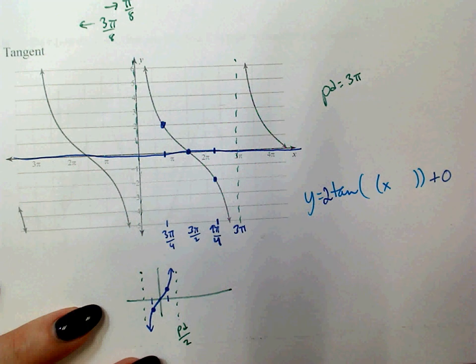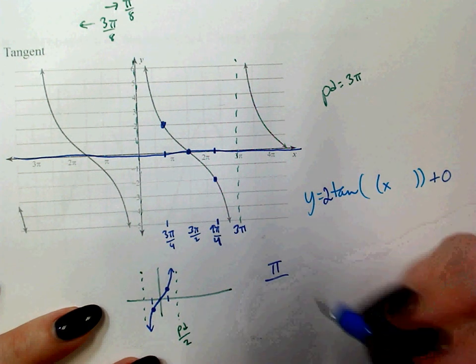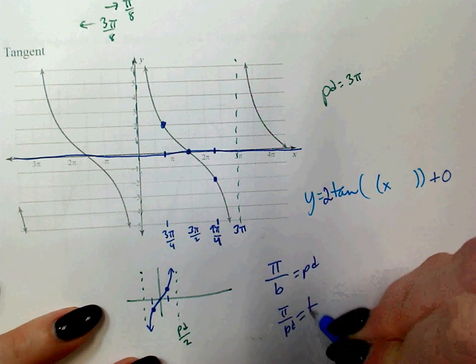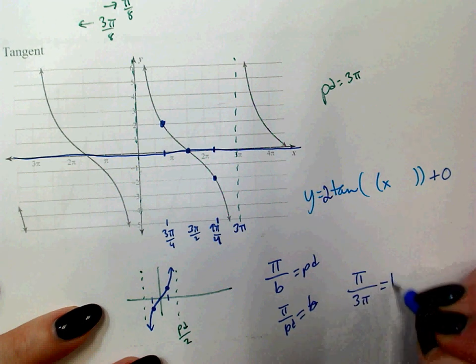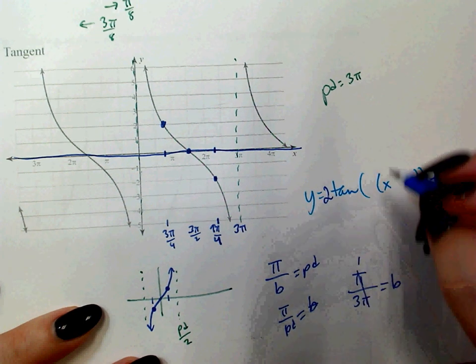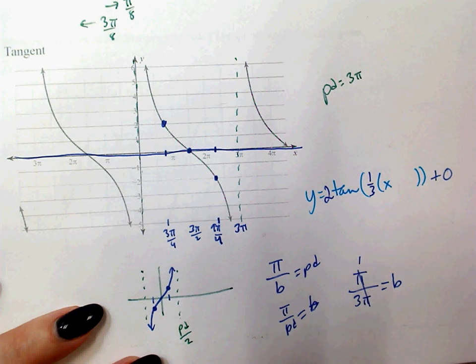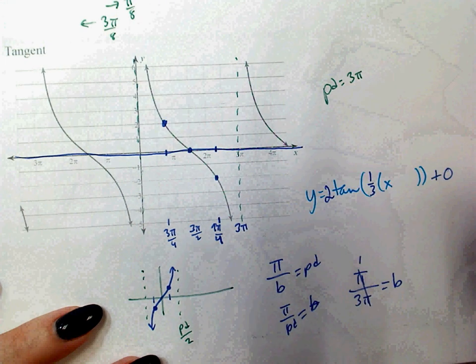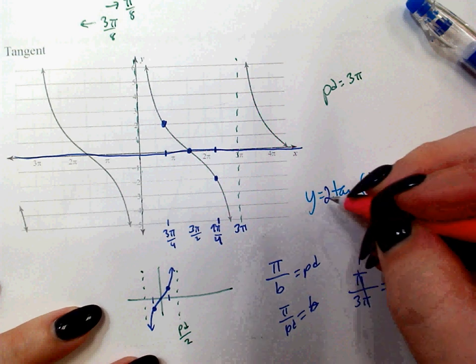Alright, period is pi divided by b, but just as a reminder, pi divided by b equals the period is the same thing as saying pi divided by the period equals b. So I'm going to say pi divided by the period 3 pi equals b. B is 1/3. All right, so normally I have a tangent wave and it goes from bottom to top. This is coming from top to bottom, which, okay, that just means I have a negative out front, which I did not leave myself enough space for.